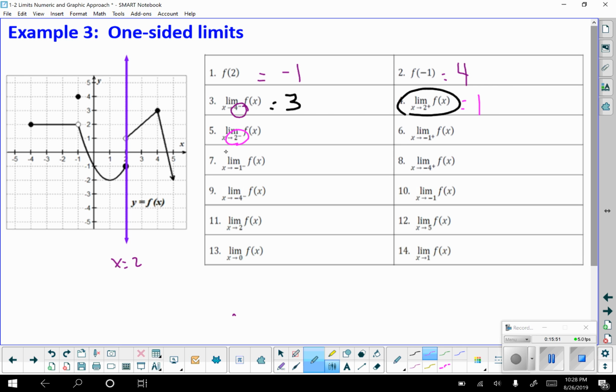F of x as x approaches 2 from the left side. 2 from the left side means I'm coming in to it from this side. That has a height of -1. -1 is my next approach.